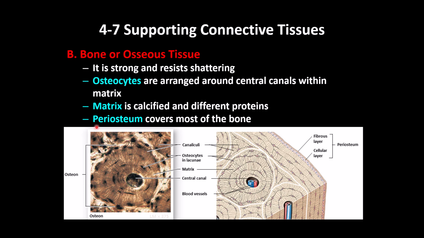And finally, it also has periosteum. Cartilage has perichondrium, and bone has periosteum. This is the periosteum surrounding the bone, and it has two layers again. The fibrous layer, which is dense irregular connective tissue, and the cellular layer, which contains stem cells, and they are making new osteoblasts. Osteoblasts are young osteocytes.